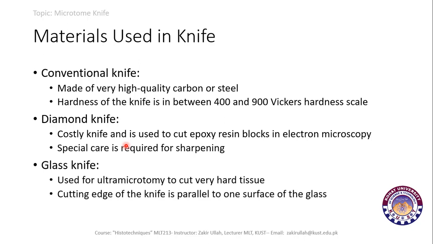The third type of knife is the glass knife. This type of knife is mostly used for the ultramicrotome to cut very hard tissues, and the cutting edge of the knife is parallel to one surface of the glass.